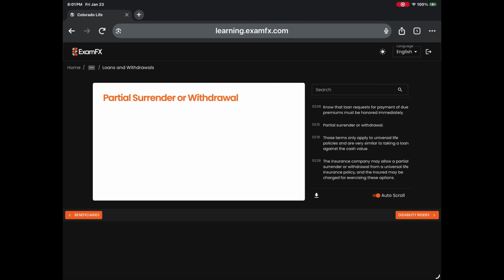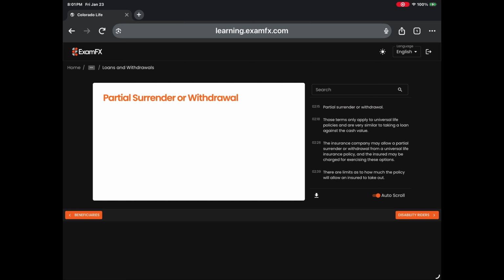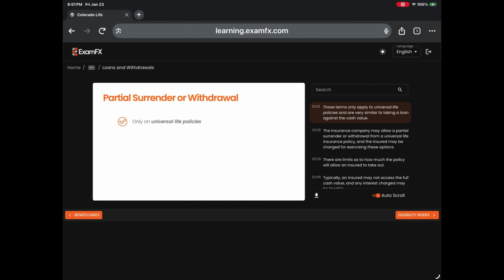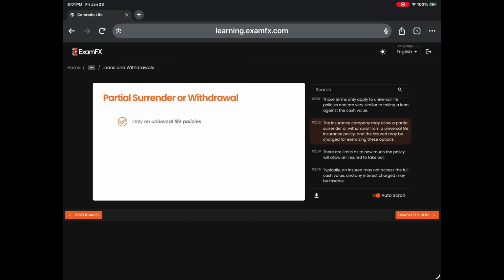Partial surrender or withdrawal. Those terms only apply to universal life policies and are very similar to taking a loan against the cash value. The insurance company may allow a partial surrender or withdrawal from a universal life insurance policy, and the insured may be charged for exercising these options. There are limits as to how much the policy will allow an insured to take out. Typically, an insured may not access the full cash value, and any interest charged may be taxable.